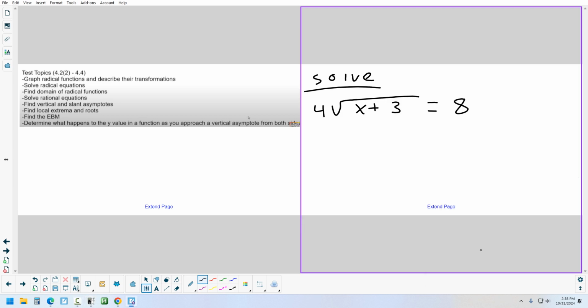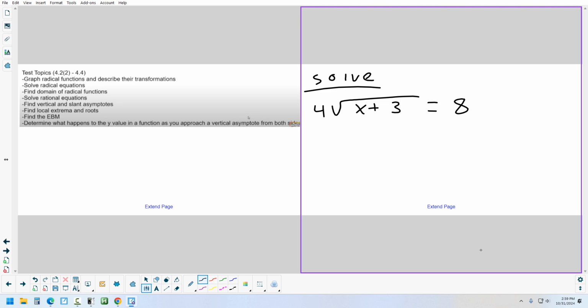All right, so let's look at this one. This is solving a radical equation. What's the first thing you always have to do when you're trying to solve a radical equation? This one's not quite ready yet. Yep, isolate the radical. You're going to isolate the radical.